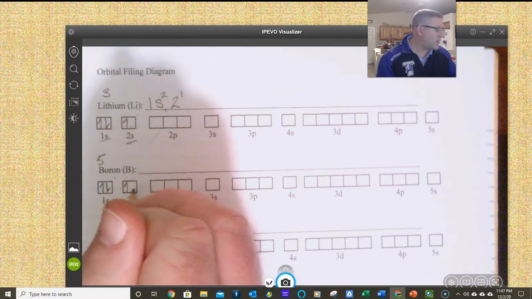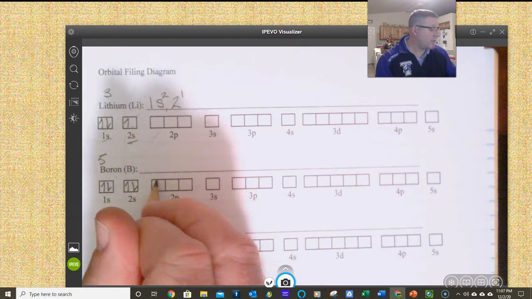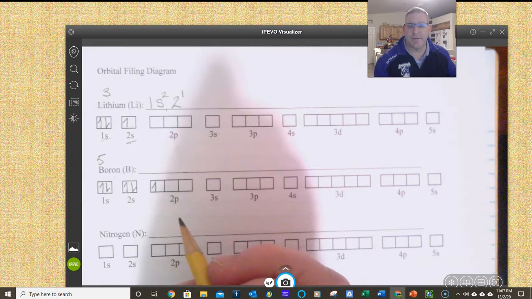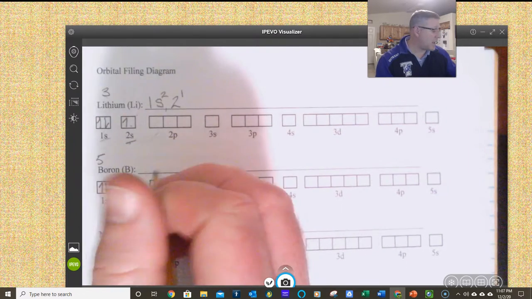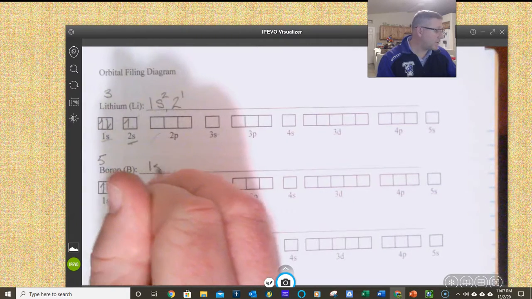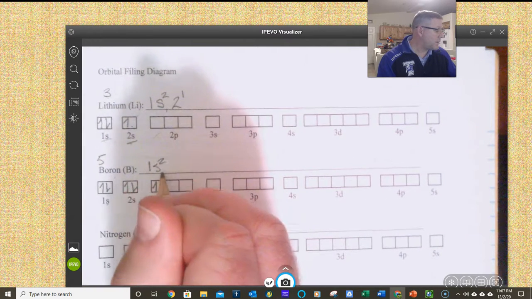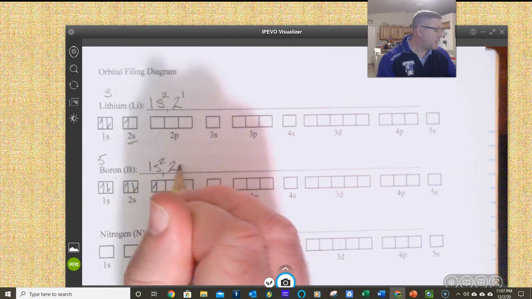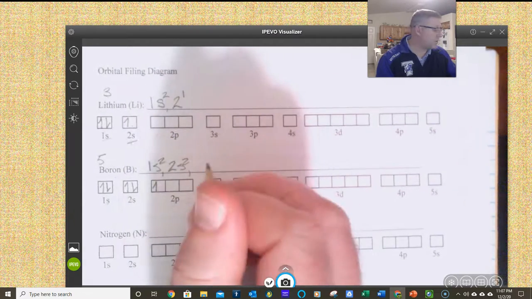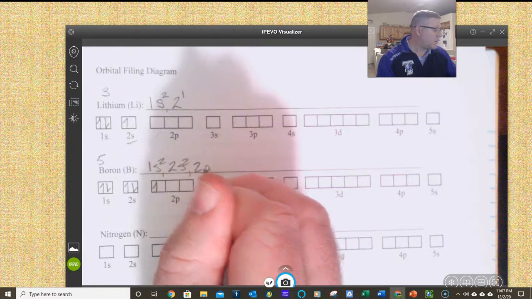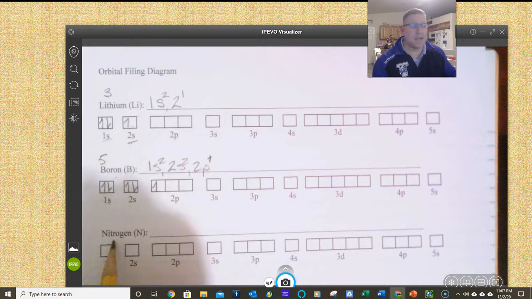Electron number 3, electron number 4, and the 5th electron is able to go in the second energy level, P sublevel. Once again, I just simply write down what I have. I have a 1s with 2 electrons. I have a 2s with 2 electrons, and then I follow it with a 2p with 1 electron.